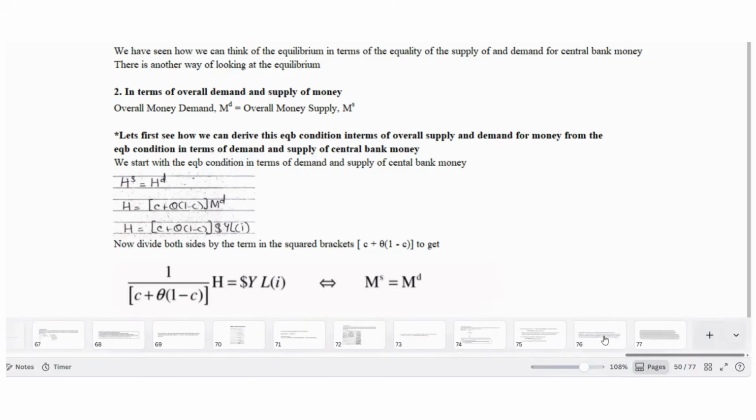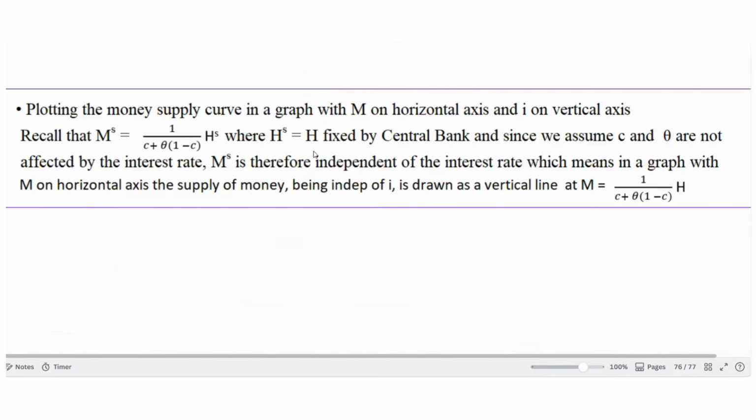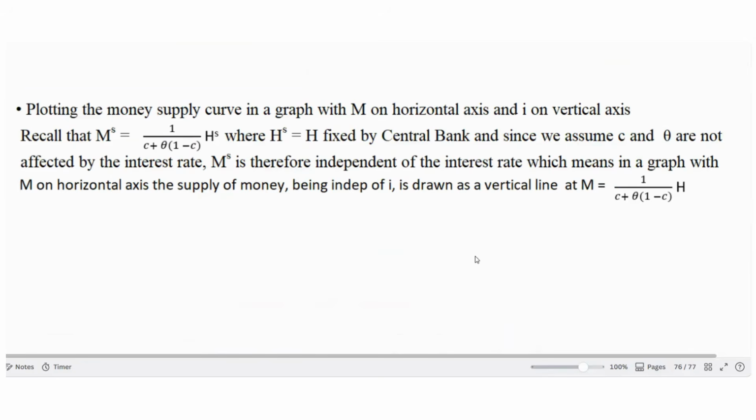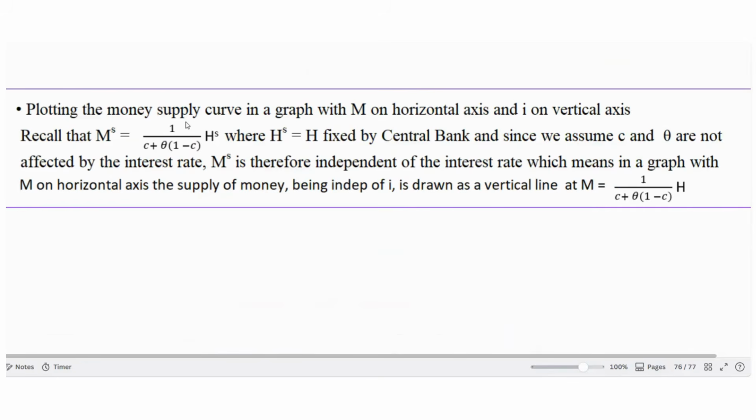Now we want to plot the money supply curve in a graph with M on the horizontal axis and i on the vertical axis. Like we said, in this case, overall money supply is the money multiplier times the supply of central bank money, where the supply of central bank money is fixed by the central bank and we assume C and θ are not affected by the interest rate. C is the fraction of total money demand held as currency. θ is the reserve deposit ratio.